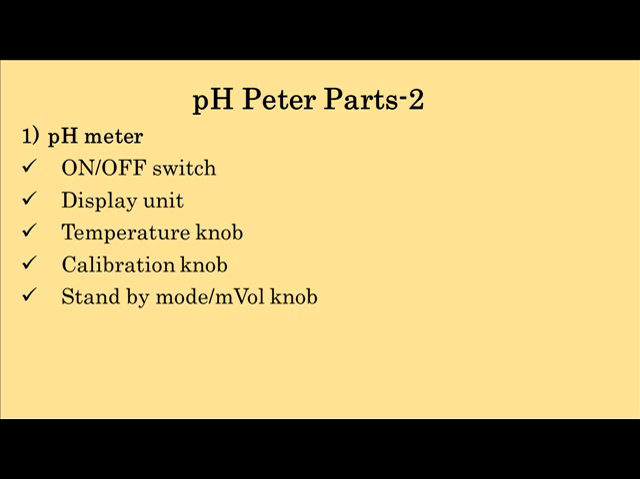Calibration knobs are used in the calibration process to set the desired pH of the standard solution. When the pH meter is not in operation, it is kept in standby mode. For this process, the standby knob is used. By rotating the standby knob to the millivolt side we can check the millivolt also.